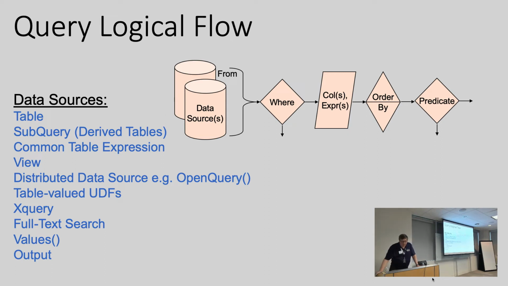Open queries, table valued UDFs, there's a lot of work here. They're sort of fixing things up and making functions work faster. XQuery, full text search, values. The output is very nice. How many of you have seen the output inside of a query? Maybe I should put a slide on this.